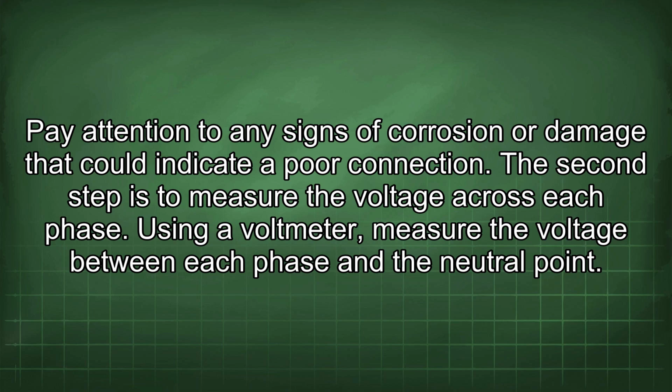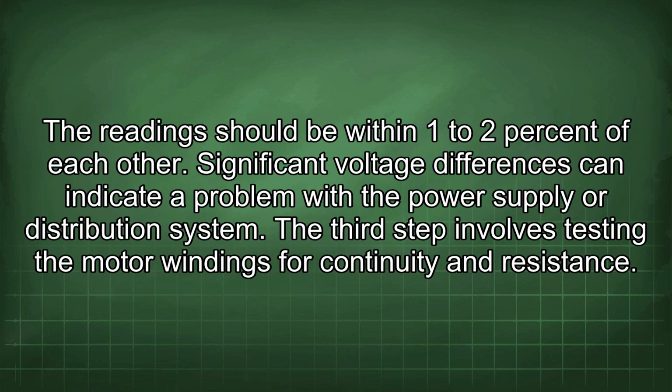The second step is to measure the voltage across each phase. Using a voltmeter, measure the voltage between each phase and the neutral point. The readings should be within 1 to 2% of each other. Significant voltage differences can indicate a problem with the power supply or distribution system.